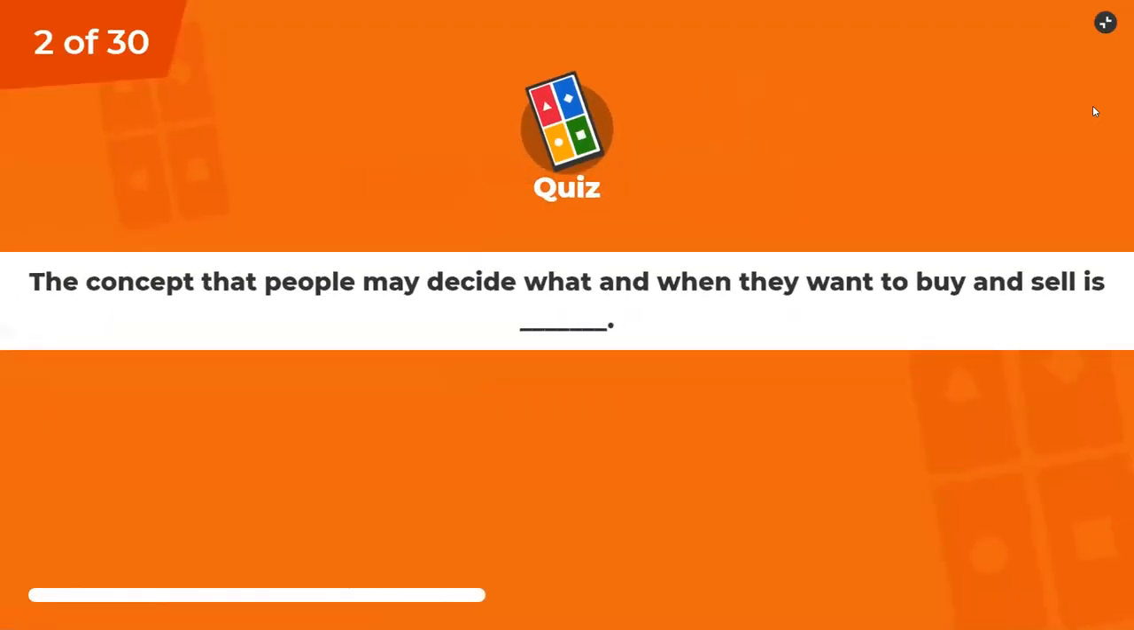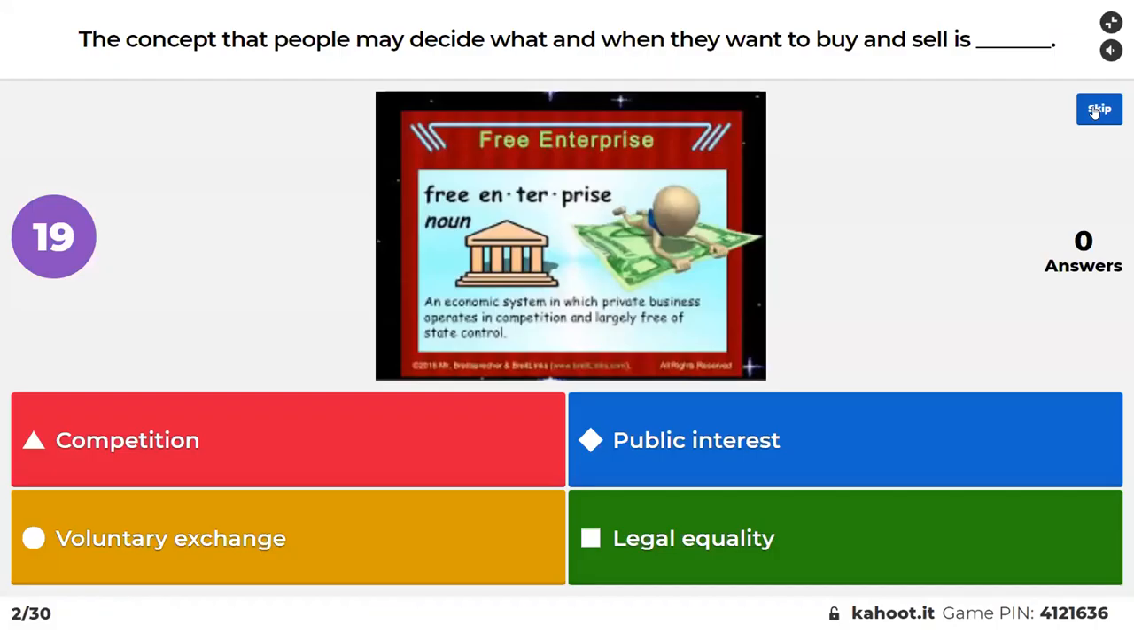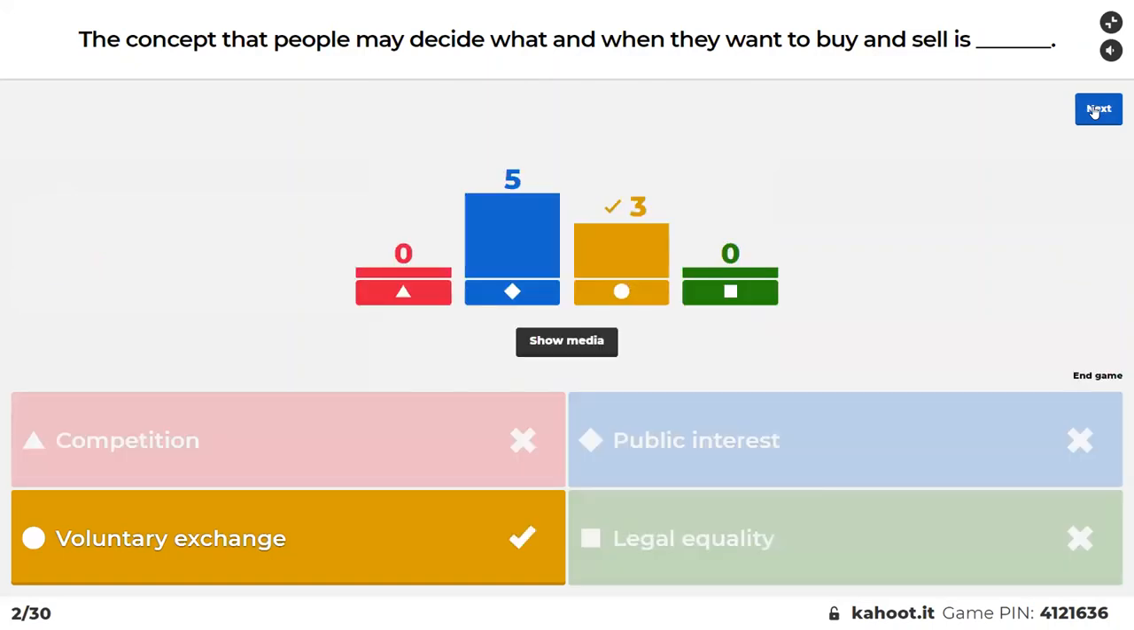All right, the concept that people may decide what and when they want to buy and sell is known as what? Voluntary exchange. It goes back to that same example that I've always used, right? You've got $10 in your wallet or your purse for lunch. The government doesn't tell you where you can go to lunch. The government doesn't tell you what you have to buy for lunch. You have the freedom, right, to voluntarily exchange your $10 for what you want to eat.